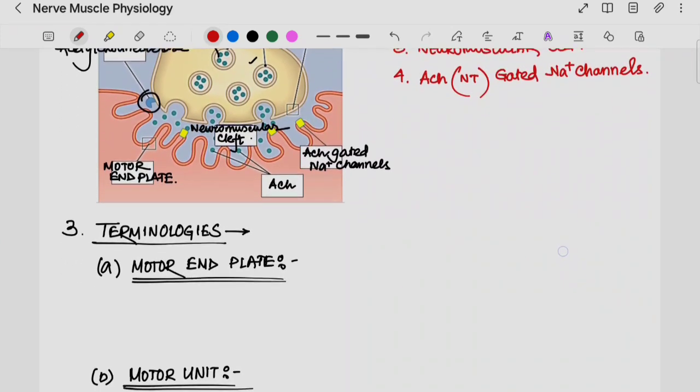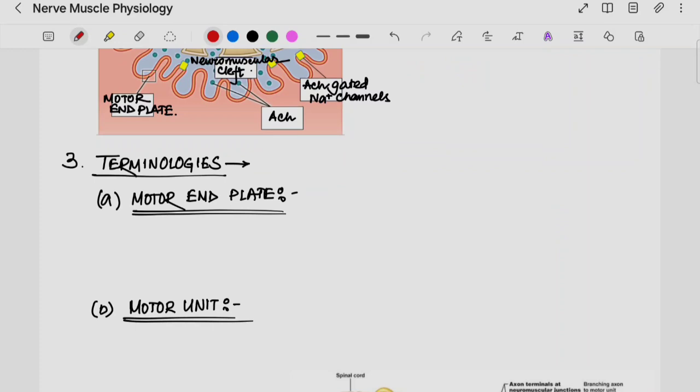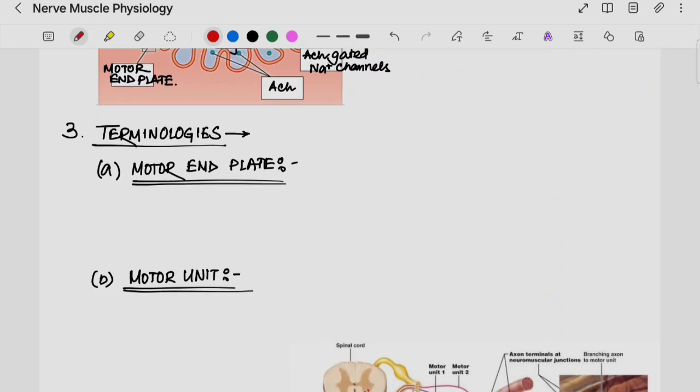Let's talk about different terminologies like the motor end plate and the motor unit. So what is the motor end plate basically? It is where the terminal buttons of the single axon terminal become attached to a thickened portion of the muscle membrane. That area or that membrane is known as the motor end plate.